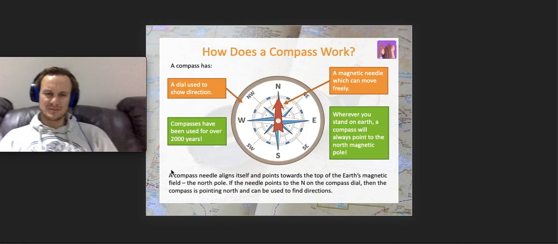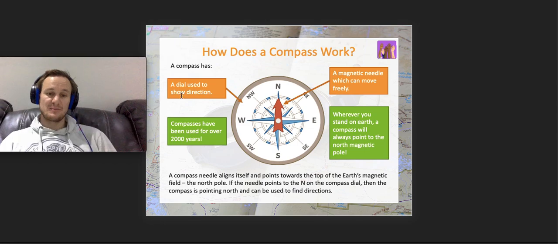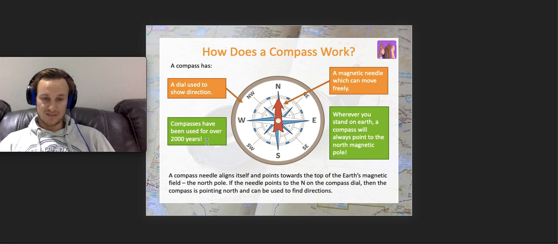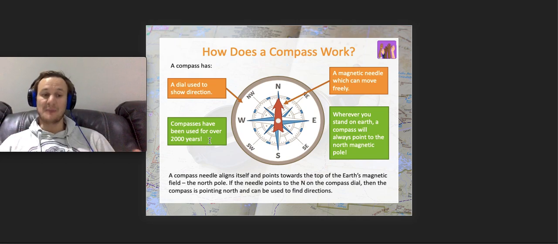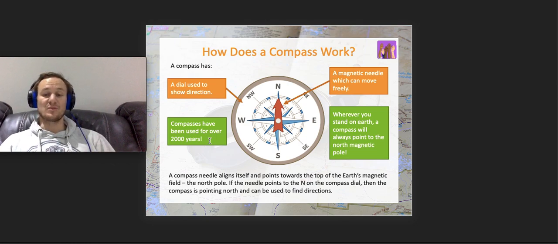How does a compass work? So there's a dial in the middle here which points to north, and that dial always points to north regardless of where you are. And that magnetic needle can go anywhere it wants, but the dial always goes to north. Compasses have been around for 2,000 years, and that's how they would have found Australia and all those other things, and mapped those different places. Wherever you stand on Earth, the compass will always point to magnetic North Pole, and we're going to talk about where magnetic North Pole is.